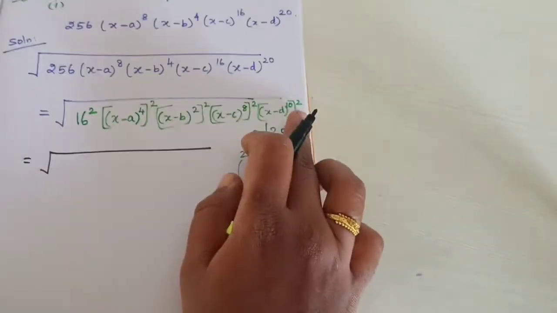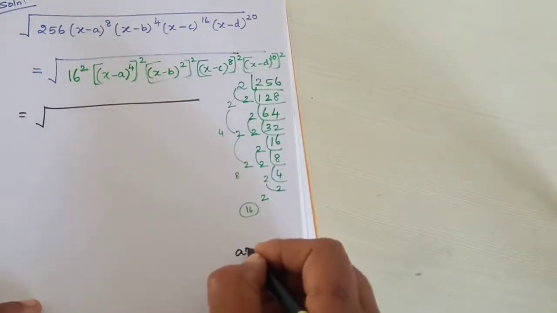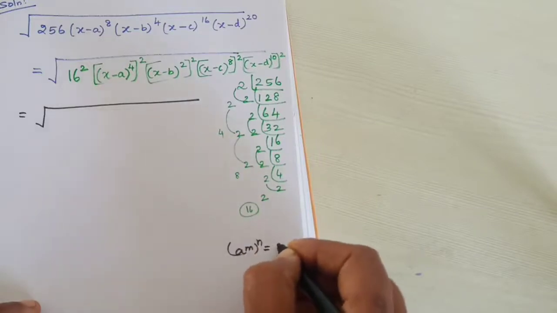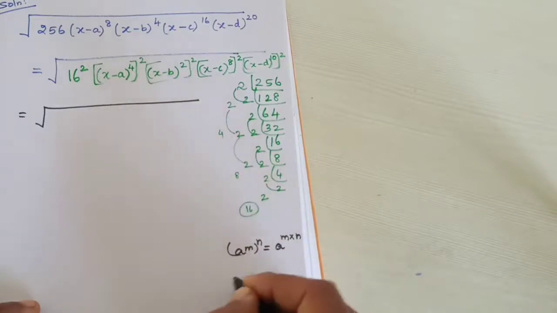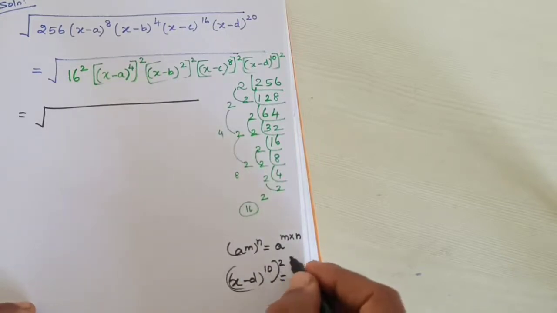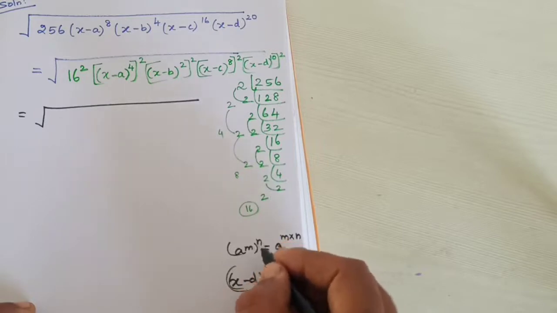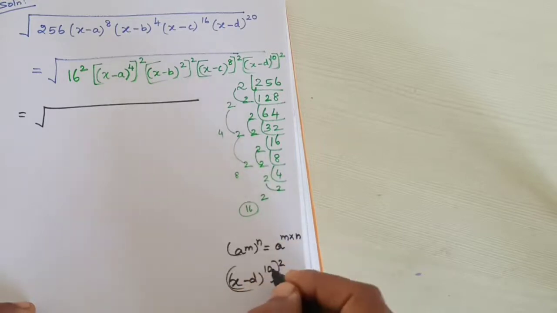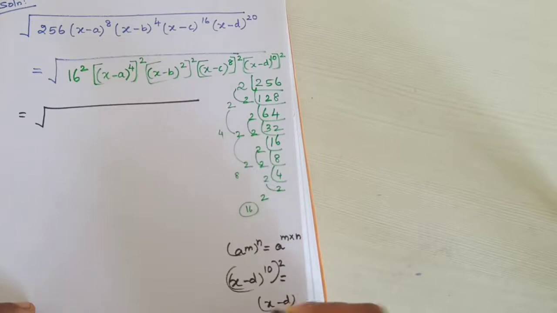Listen. This is nothing but (a^m)^n = a^(m·n). So (x − d)^10, the whole raised to power 2, is not 10 square. This is 10 into 2, a power m into n. The whole power n means a power m into n. So 10 into 2, that is 20.